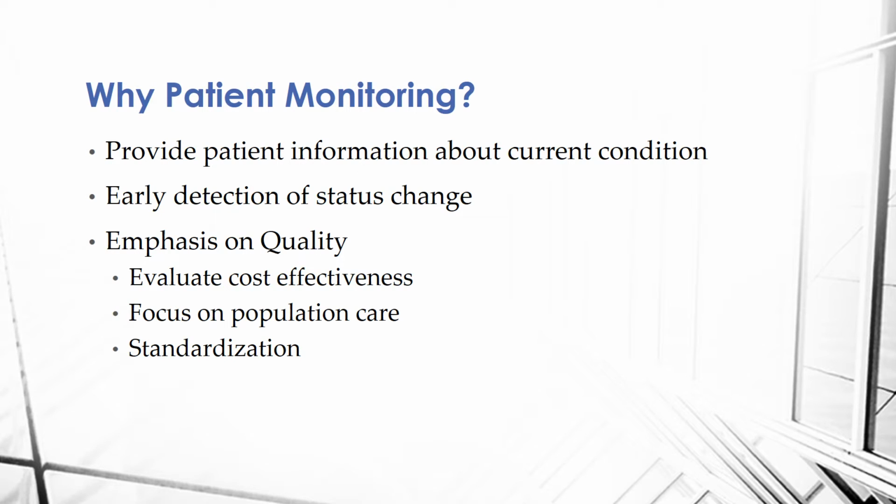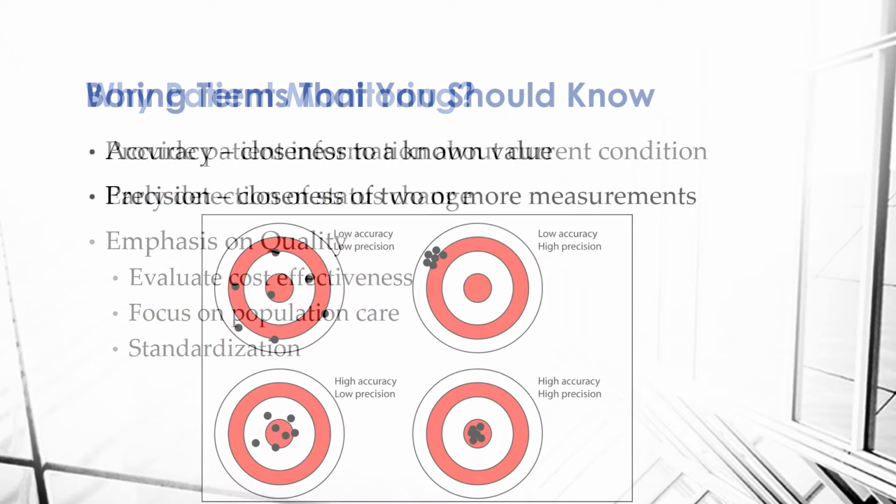So patient monitoring is important because it can provide us a lot of information about our patient's current condition. It allows us early detection of status changes, and this is what lets us know when something changes and lets us intervene. And it's part of quality of care, so it can evaluate the cost effectiveness of treatment, care, and stuff that we're using. It allows us to focus on population care, and it allows us to standardize our.